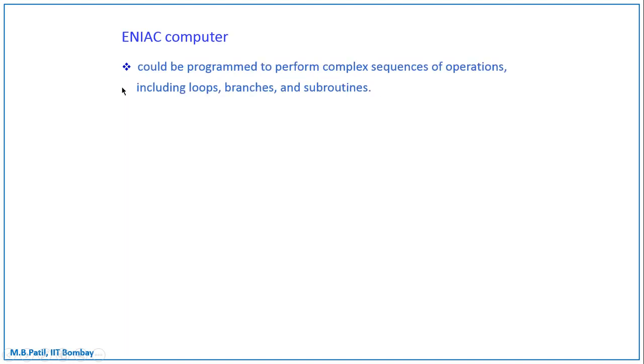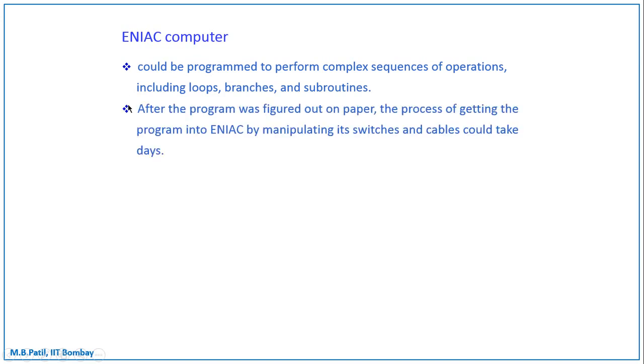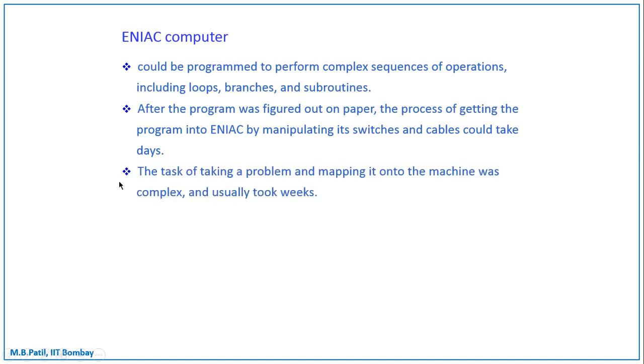And what did the computer do? It could be programmed to perform complex sequences of operations, including loops, branches, and subroutines. After the program was figured out on paper, the process of getting the program into ENIAC by manipulating its switches and cables could take days. Today, once we have a program, we can just key it in with our keyboard, but in those days that was not possible. The task of taking a problem and mapping it onto the machine was complex and usually took weeks, which is a very long time.